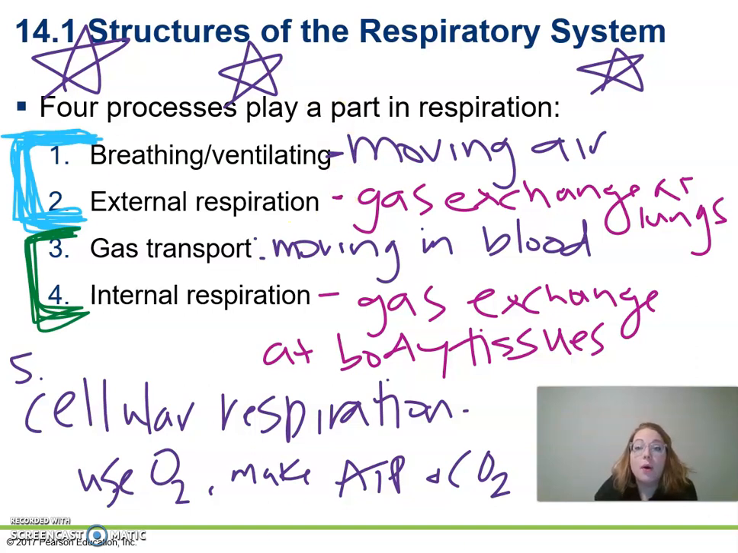Right? And the whole purpose is to get oxygen to our cells to make energy and get rid of that toxic byproduct CO2. Whole process of respiration. Get in oxygen, get CO2 out.